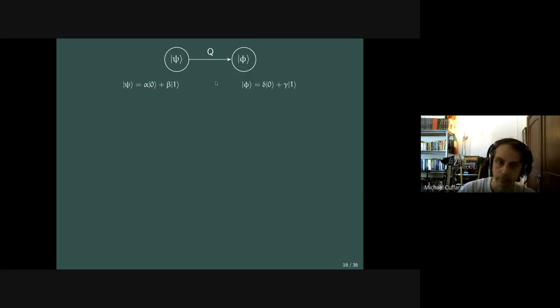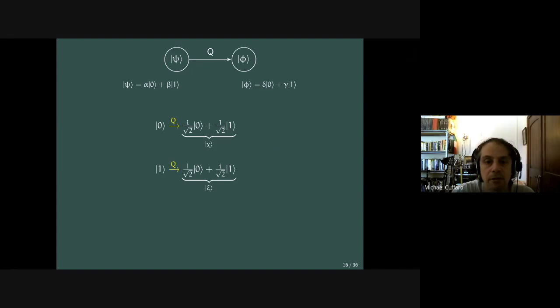Okay, so now we can consider in more detail how this works. If the computer begins in the state zero and we push the Q button once, then the computer is going to evolve to this state, as we saw yesterday. This is a different transformation, not one that we looked at yesterday. I'm just imagining some transformation that's useful for illustrative purposes. So imagine that we have a transformation Q that takes zero to this state, and imagine that Q takes one to this state. We'll call these states chi and xi for short.